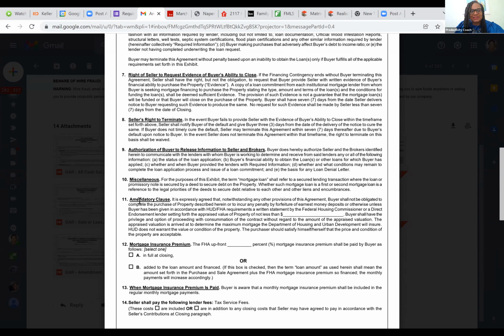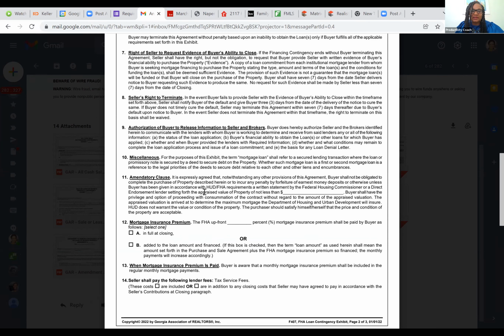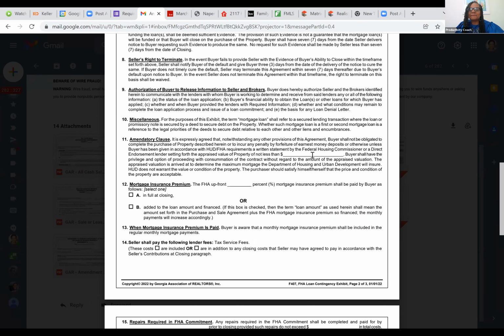What we have, my friends, is a mandatory clause. I'm going to read this to you because I want you to understand what's happening. It says it's expressly agreed that notwithstanding anything in this agreement, the buyer shall not be obligated to complete the purchase of the property described below, or forfeit their earnest money, unless the buyer has been given, in accordance with HUD requirements, a written statement from HUD or the endorsement saying that the appraised value is not less than whatever the contract price is. It goes here. Please do not leave this blank.